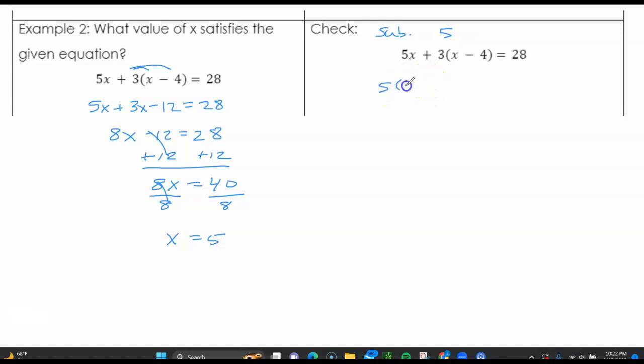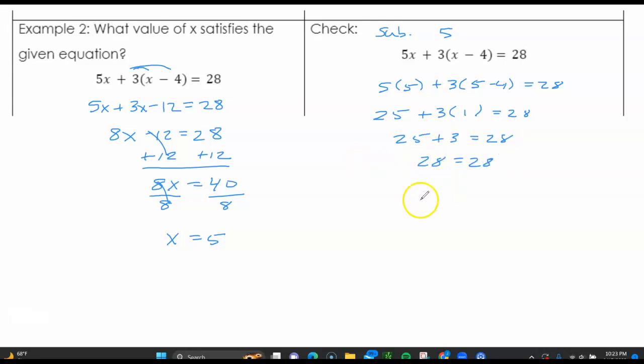So we would get 5 times 5 plus 3 times 5 minus 4 equals 28. So 5 times 5 is 25. Plus 3 times 5 minus 4 is 1. Equals 28. Next is multiplication still. So 3 times 1 is 3. And then simplify the left side still. 25 plus 3 is 28. 28 equals 28. So we got it right.